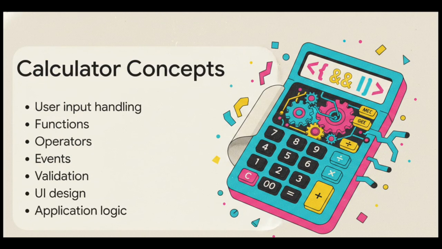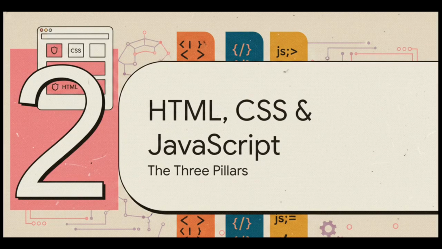You know what's really interesting here is what hides just beneath the surface. To a normal person, a calculator is just a grid of numbers. But to a developer, it's a whole web of professional-grade programming concepts. Behind that seemingly simple interface, you've got to handle user input. You have to write functions and use operators. You have to listen for events, validate data, design a clean UI, solve logical problems, and wire up the entire application logic. This one tiny project teaches you the core mechanics that you are going to use throughout your entire software engineering career. Section 2.